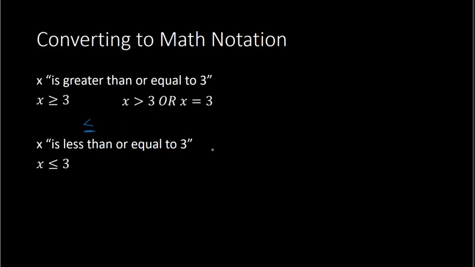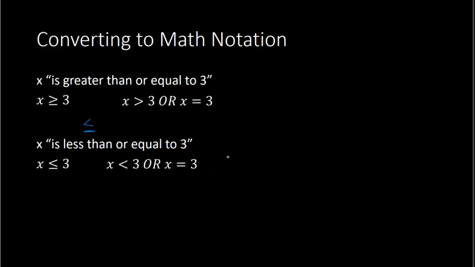So my math notation would be x, and then this symbol, and then 3. And what this means is that x is less than 3, or x is equal to 3. And again, using the similar comparison as we used for the greater than or equal to, if I said my age is less than or equal to 30, that means my age is either less than 30 or it's equal to 30. All right, so that's what this phrase means.